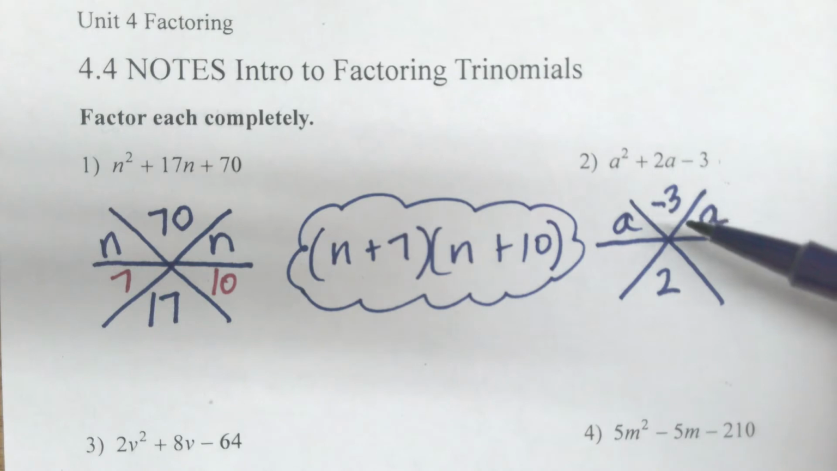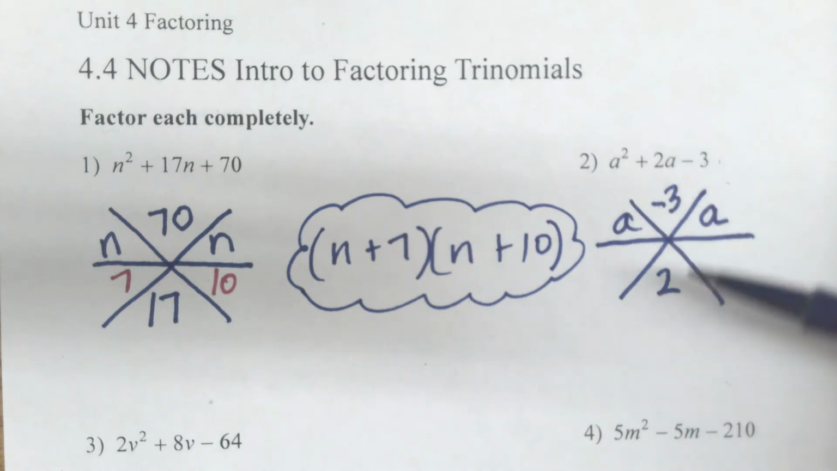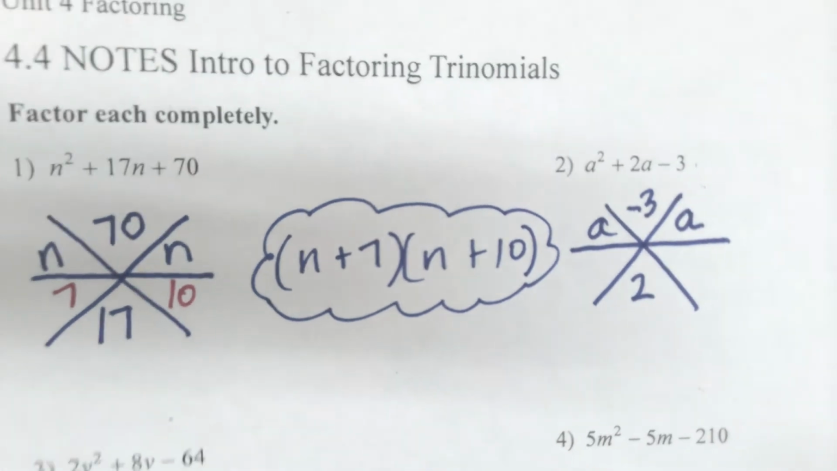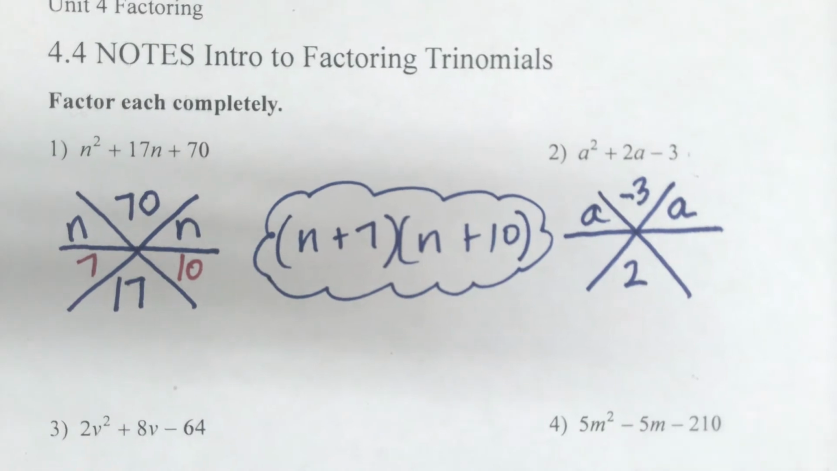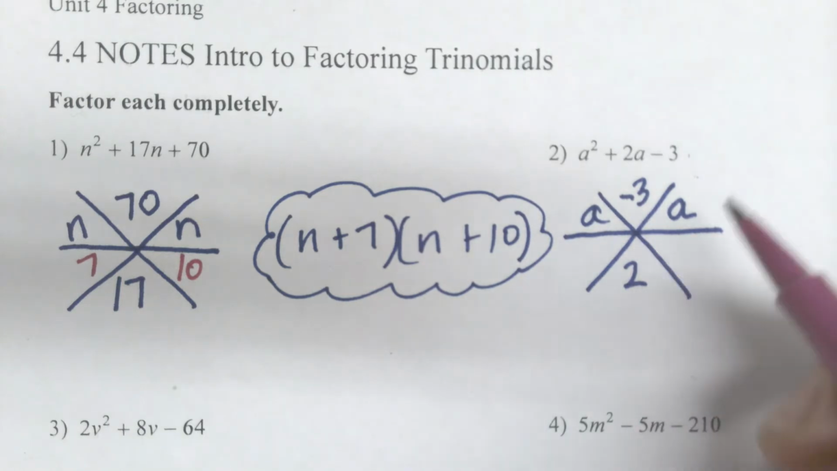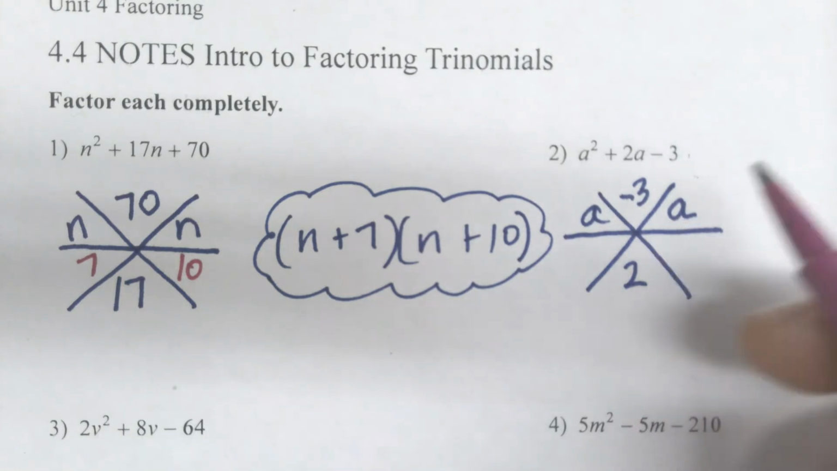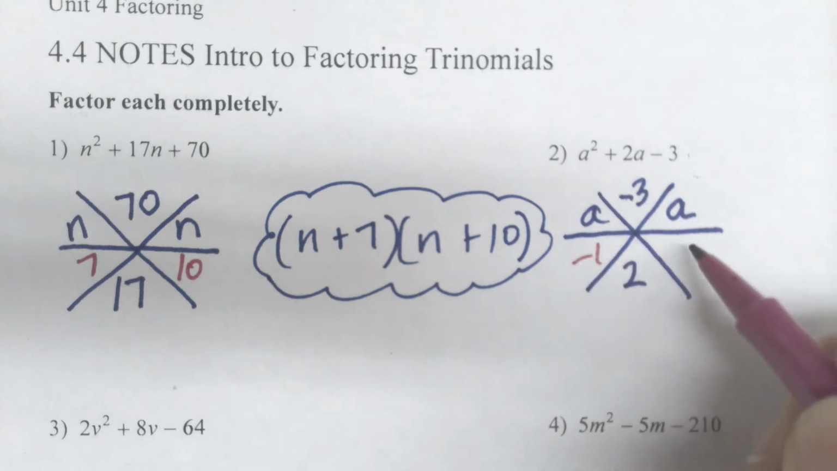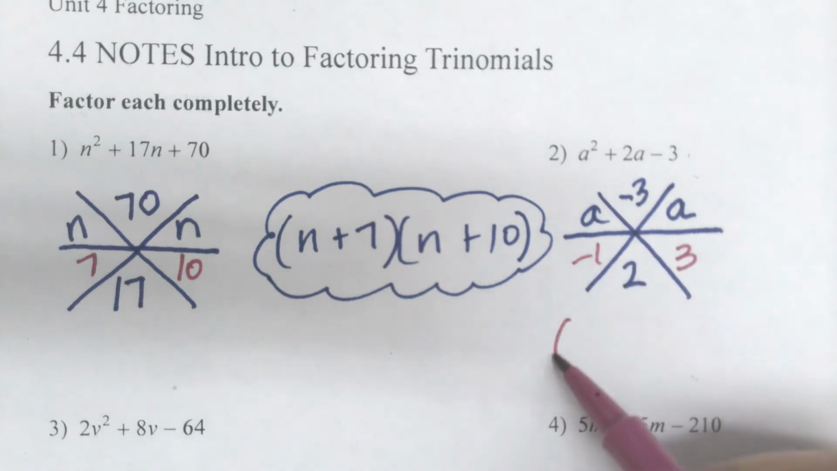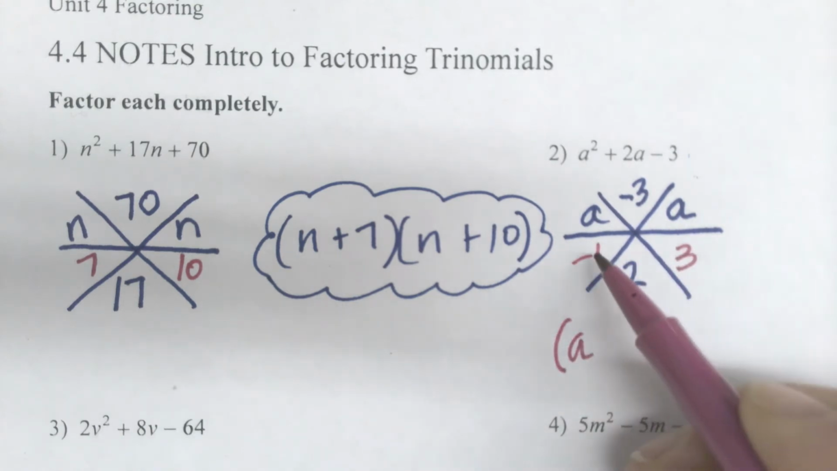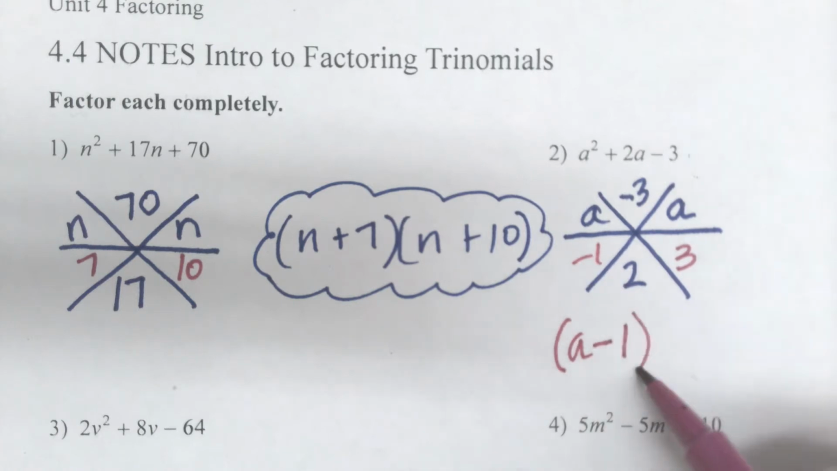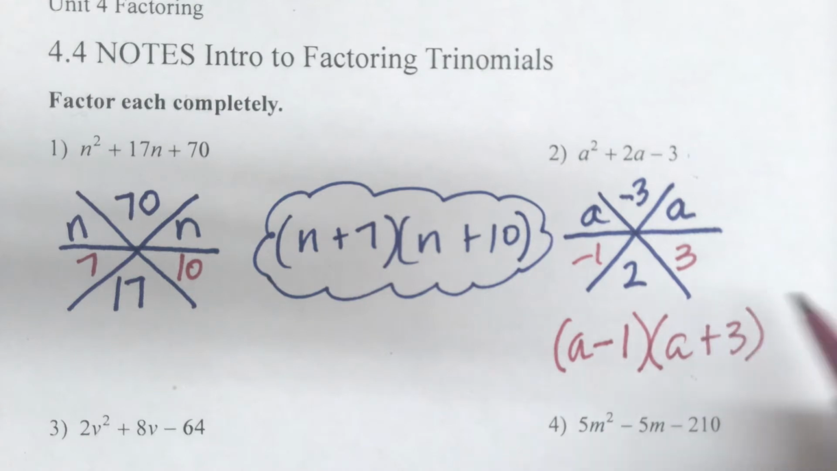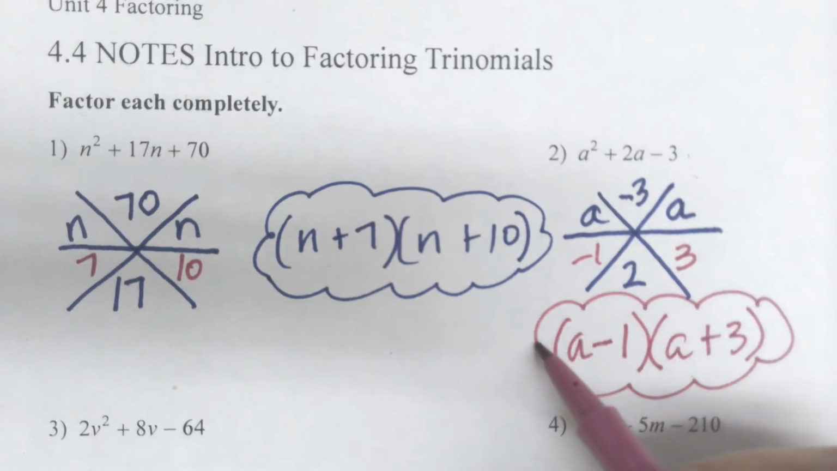Watch out for signs. Be careful of the plus and minus. I need two numbers that multiply to be -3 and add to be +2. Shout it out when you have it. -1 and 3. So then I write my answer as a, because it's -1, in parentheses, a plus 3, because it's a +3.